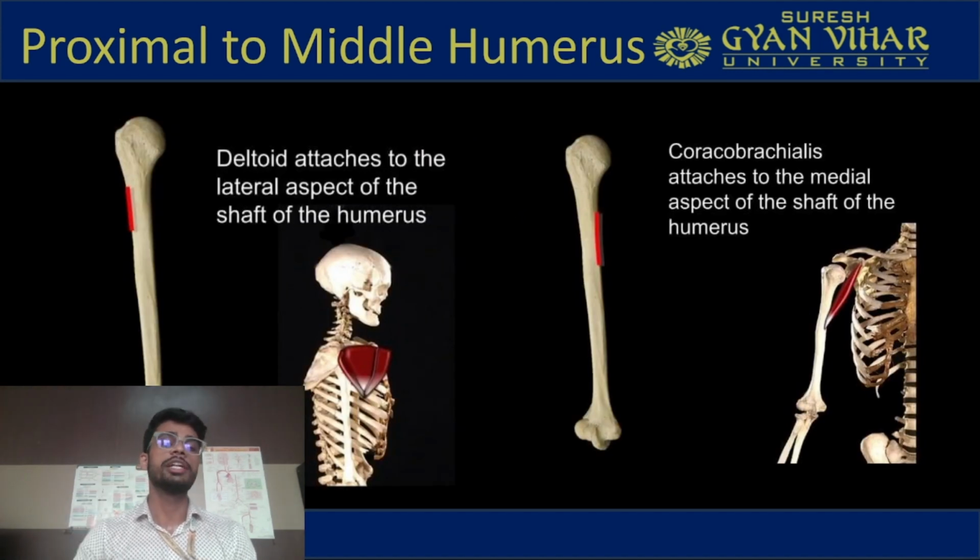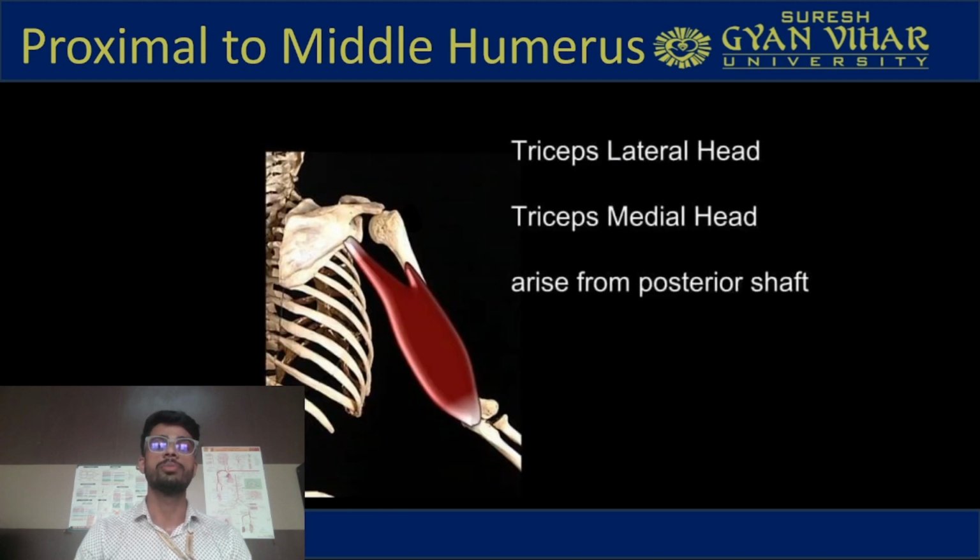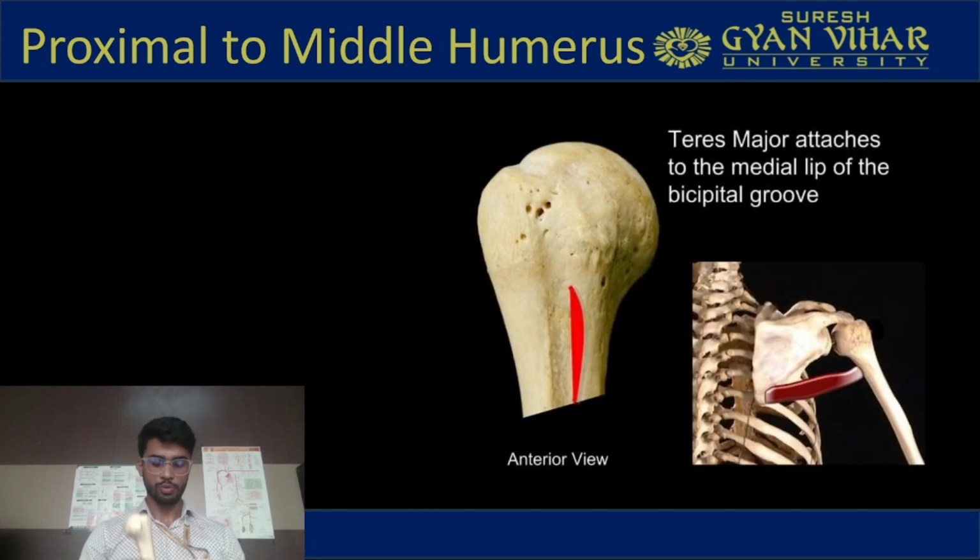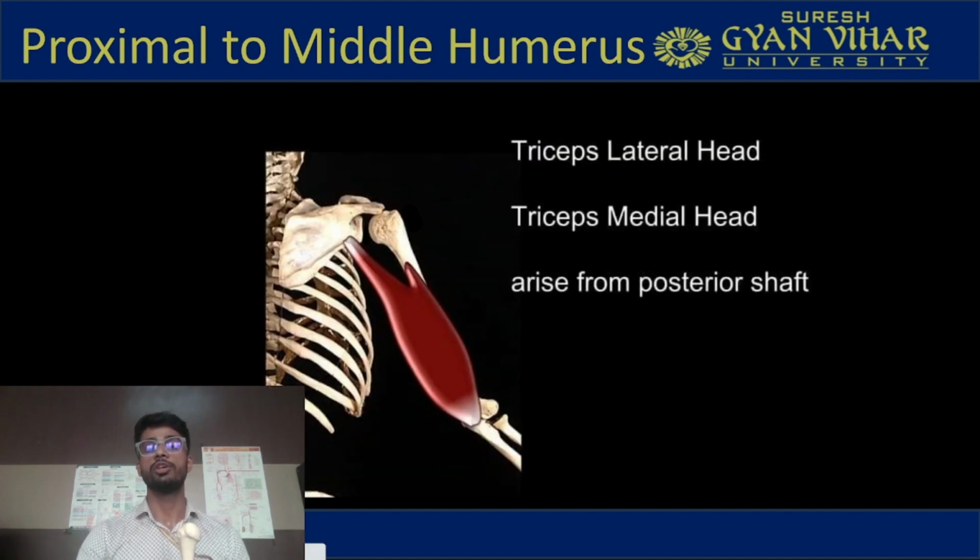Now deltoid also attaches on the lateral aspect of the shaft on the deltoid tuberosity, and the coracobrachialis muscle attaches on the medial side of the shaft. So these are the two more attachments that we must know on the proximal to middle humerus. Triceps lateral head and triceps medial head arise from the posterior shaft. So this is the posterior shaft. On the posterior shaft there are two triceps heads, first the lateral head and the other the medial head. Over here in the diagram also you can see this arising from the posterior shaft, and the long head is arising from the scapula.